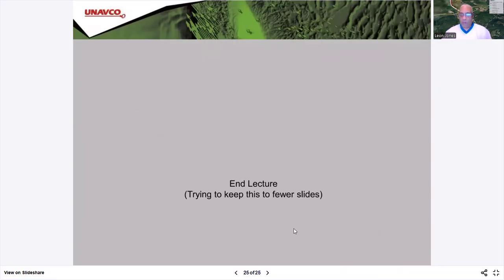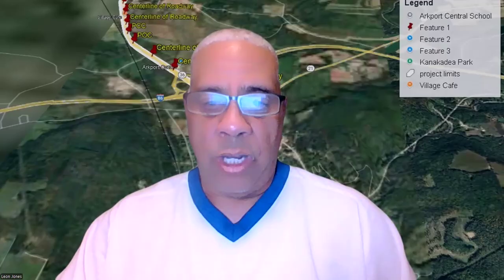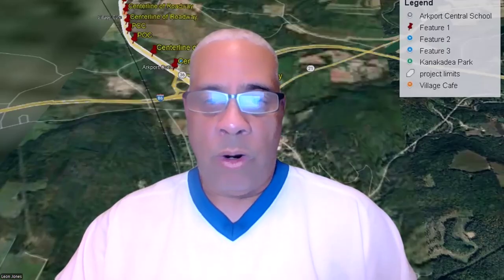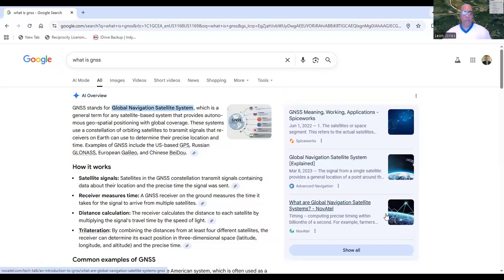And that concludes the PowerPoint. So basically, as I sum it up, when we talk about GNSS, we are talking about a global navigation satellite system, which is a general term for any satellite-based system that provides autonomous geospatial positioning with global coverage. These systems use a constellation of orbiting satellites to transmit signals that receivers on Earth can use to determine their precise location and time. And of course, I gave you the examples.